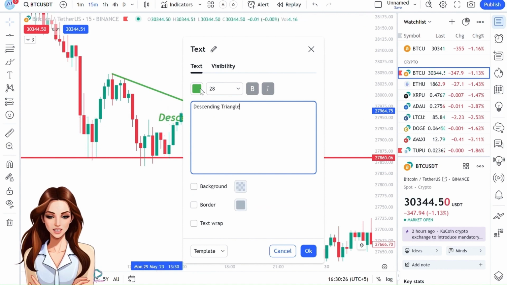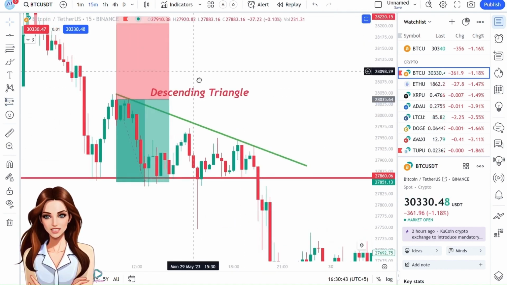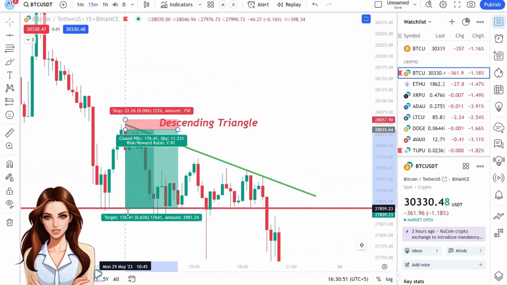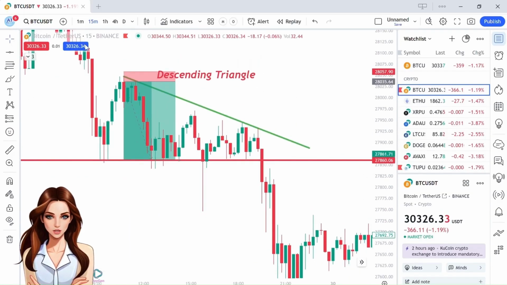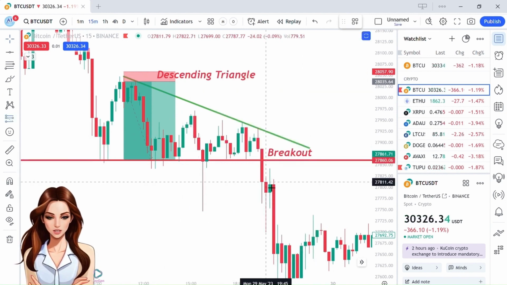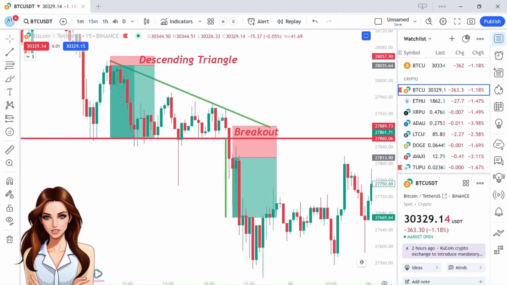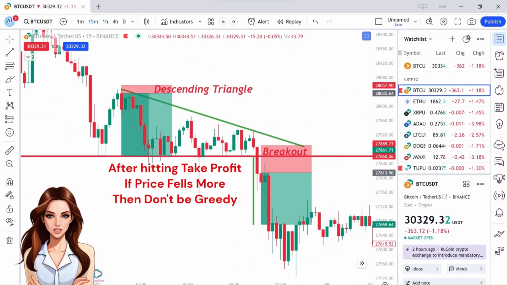You can trade descending triangle by opening a short position when price comes at support and set your stop loss up from the highest wick from support. And you can take a trade when price breaks the triangle and starts falling. After breakout, the height of the triangle is your take profit, and set your stop loss above the candle that breaks the triangle. And remember, after your take profit hits, if price falls more, don't be greedy.